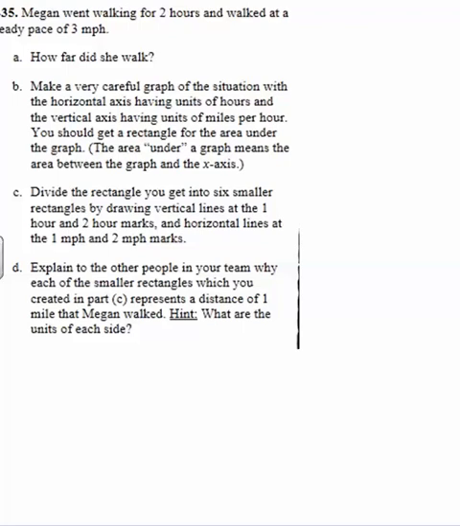All right, last problem. This is a pre-problem for calculus, something that we're going to be doing a lot of. It's going to give us a picture of a graph showing how area can represent miles per hour and time. So we're looking at a case where Megan went walking for 2 hours. She walked at a steady pace of 3 miles per hour. So the first thing, how far did she walk? So let's take a look at that.